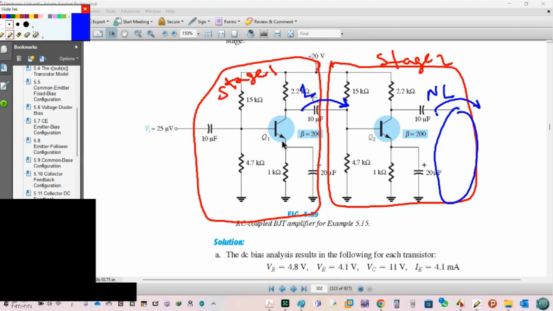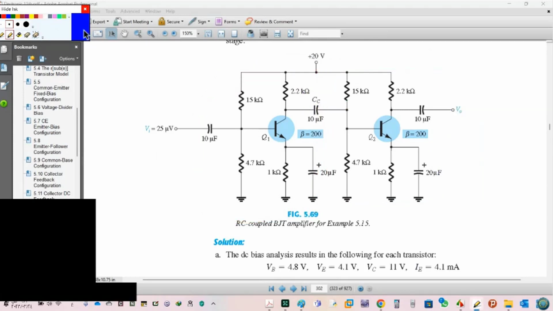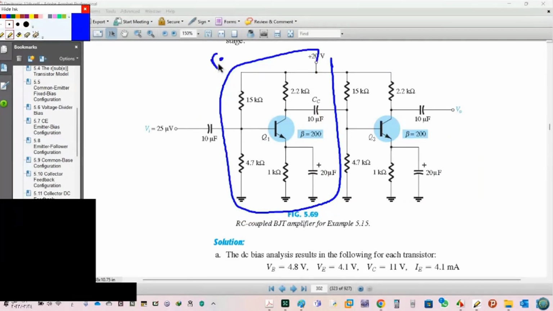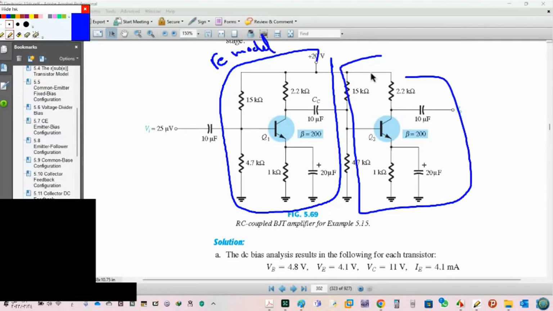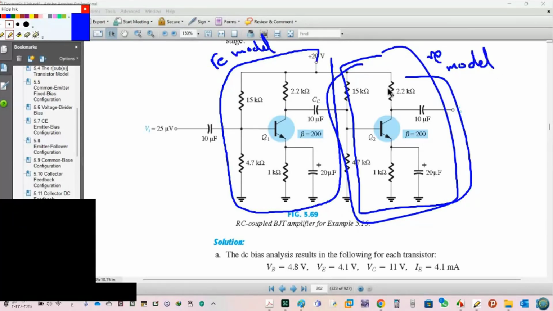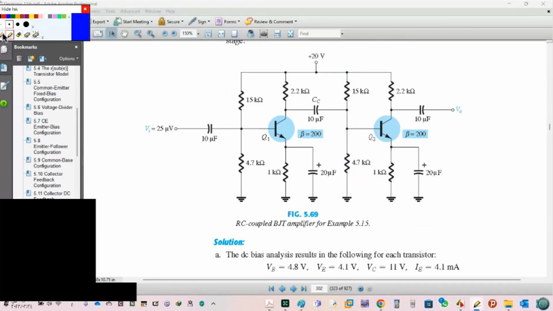AV load part. Okay. Again, return back and try to draw the full circuit for each one. If you want to answer this question, you have to return back to the lecture. For example, you draw the RE model for this stage, and draw the RE model for this stage, then connect them together. Okay, I will try to draw the RE model again for you for both.